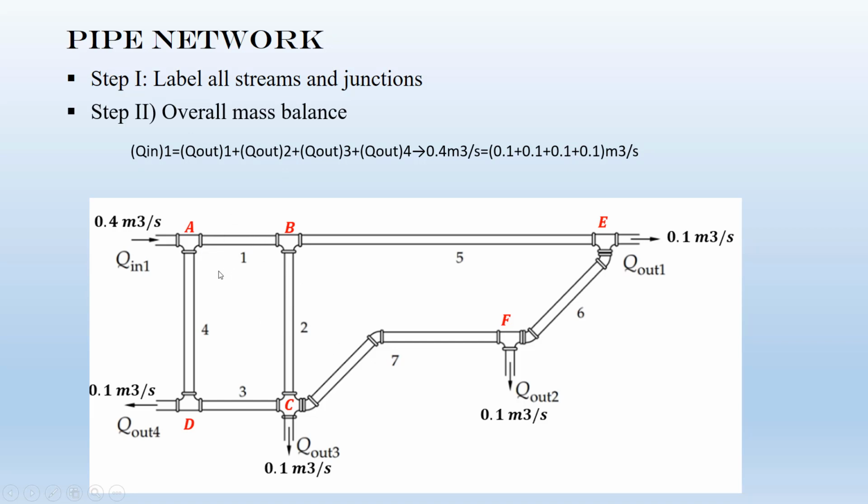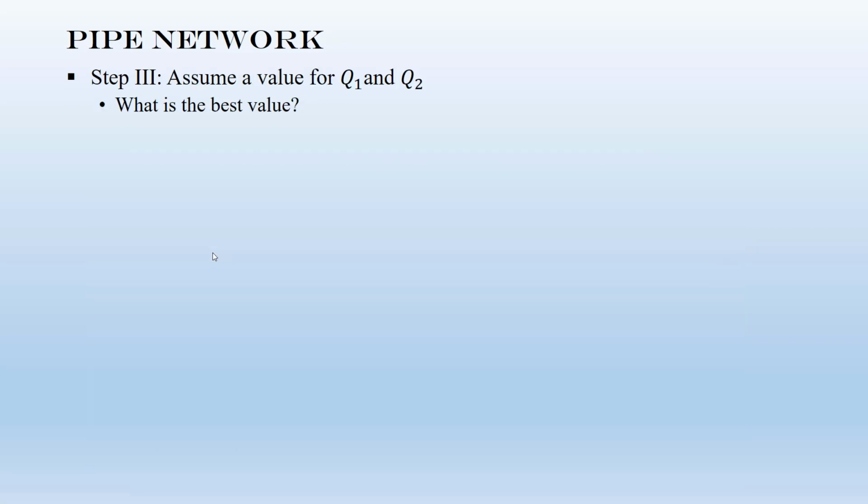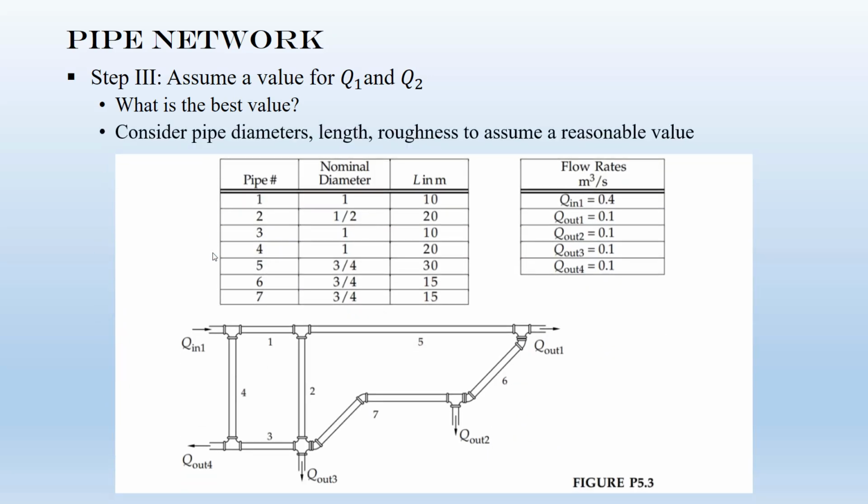I want to assume a value for Q1 and Q2. The question is, what is the best value for Q1 and Q2? You can start with any number, guys. But the point is that if you start with a reasonable value, then you need to spend less time to solve the problem. In this problem, you can make a decision based on the pipe diameters and the pipe lengths here.